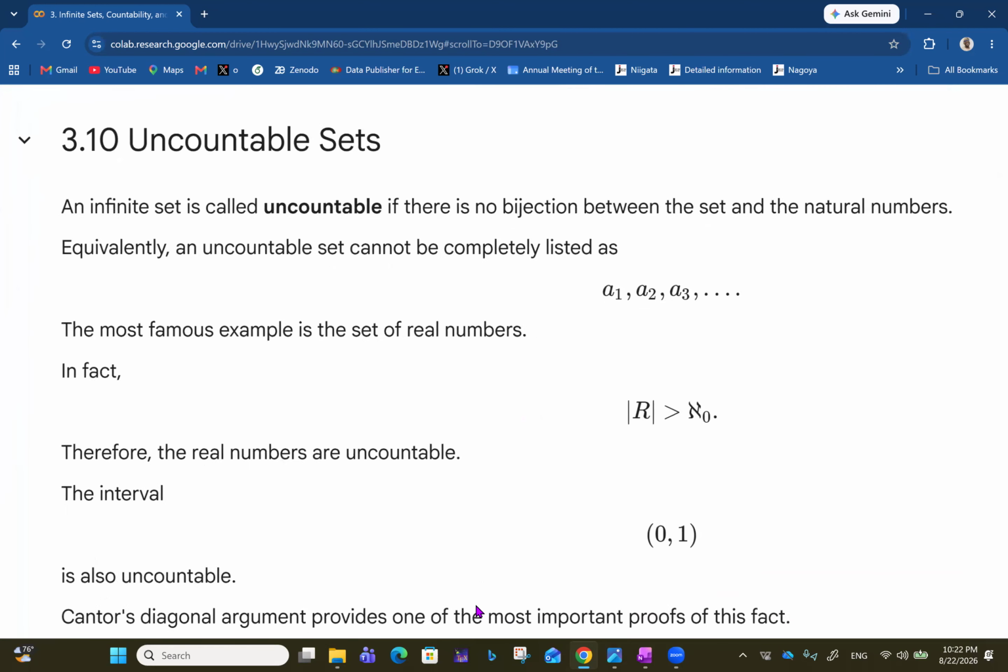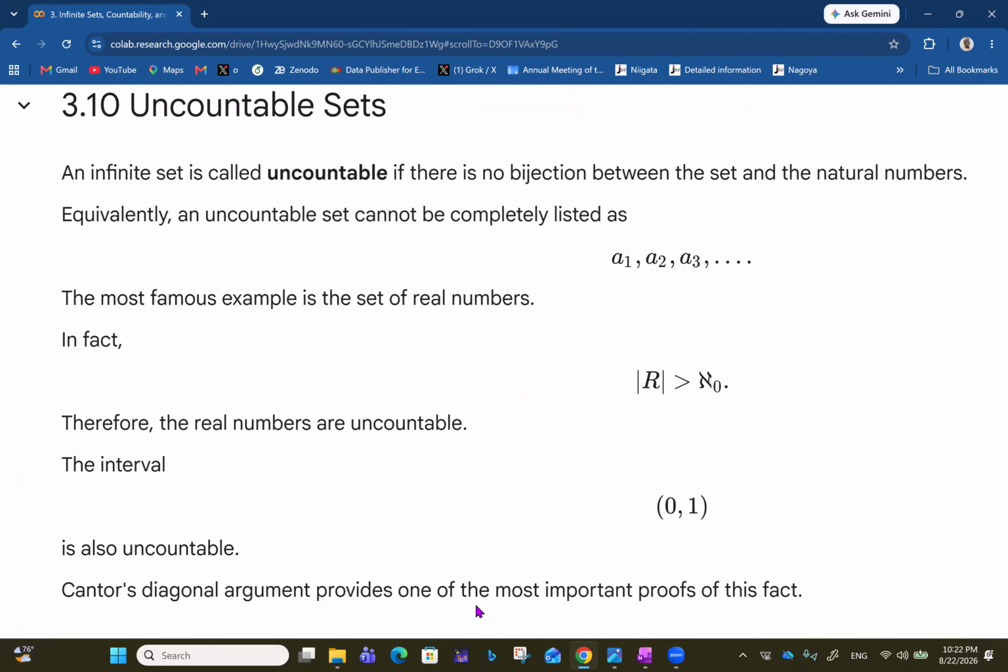Then we go ahead to talk about uncountable sets. We'll be talking about countably infinite sets another time. Now let's talk about uncountable sets. An infinite set is called uncountable if there is no bijection between the set and the natural numbers. Every infinite set that has been countable had a bijection between it and the set of natural numbers, but for uncountable sets, there's no bijection. Equivalently, an uncountable set cannot be completely listed as A1, A2, A3 all the way down.